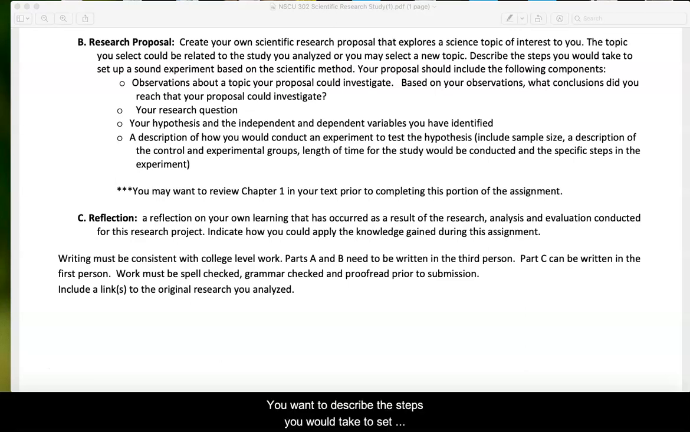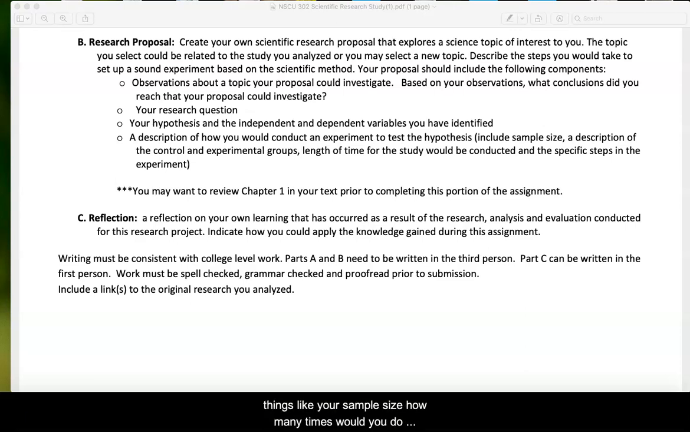You want to describe the steps you would take to set up a sound experiment based on the scientific method. So remember, in week 1, where we discussed the scientific method, you want to use that for your proposal. And it should include the following components. Observations about a topic your proposal could investigate. Based on your observations, what conclusions do you reach about the proposal you could investigate? What is your research question? What is your hypothesis? What are the dependent and independent variables that you have identified? And a description of how you would conduct an experiment to test the hypothesis.